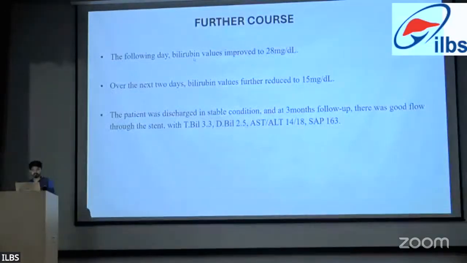On the following day, the bilirubin started to decrease, and we can see bilirubin values decreased from 34 to 28, and within 48 hours, it decreased to 15. And the patient was discharged in stable condition. And at 3 months follow-up, there was good flow through the stent, and the bilirubin levels were reduced to 3.